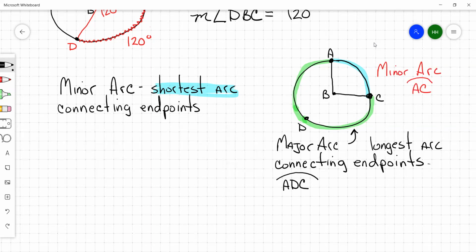So when you're describing major arcs, you're going to be using three letters: starting point, end point, and the point that you're going through to get from the beginning to the end. When you're describing minor arcs, the shortest possible arc, you're just using two letters, the beginning and the end.